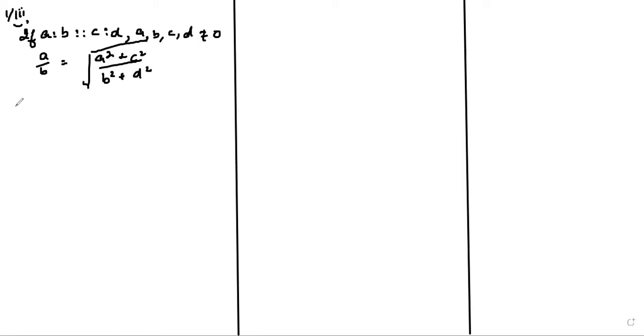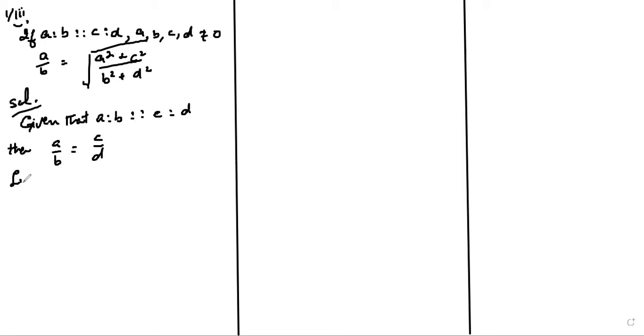Okay, so solution, given that A is to B as C is to D, so we know that A over B equals C over D. So let A over B equals C over D equals K. This implies A equals BK and C equals DK.